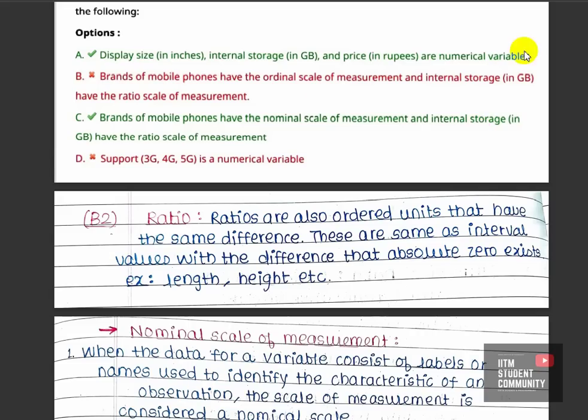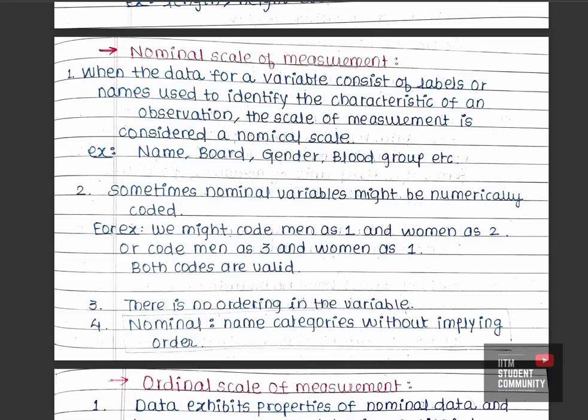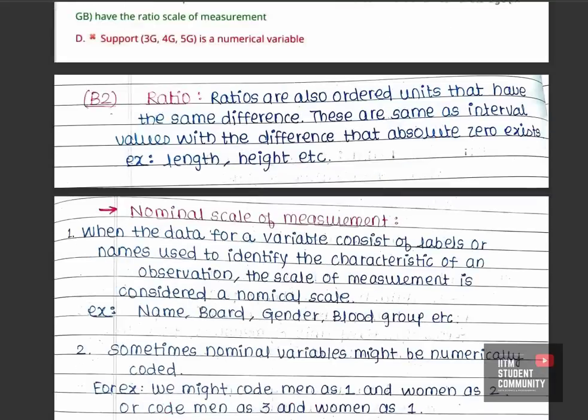Now then we'll understand what is nominal scale of measurement. Now, when the data for a variable consists of labels or names used to identify the characteristic of an observation, the scale of measurement is considered to be a nominal scale. For example, name, board, gender, blood group, etc.